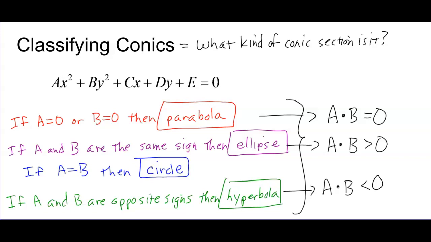If a or b is 0 in the parabola case, then when you multiply them, you'll get 0. If a and b are the same sign, that means they're either both positive or both negative. When I multiply them, the result will come out bigger than 0. And for the hyperbola case, where they're supposed to be opposite signs, one of them's positive and one of them's negative, if I multiply them, it'll come out negative. So mathematicians like that last way of describing it over there on the right.